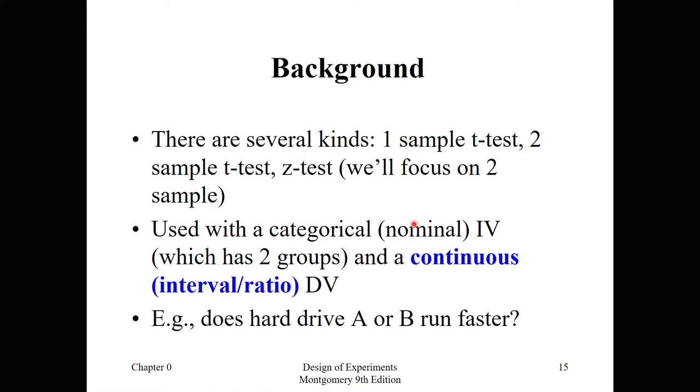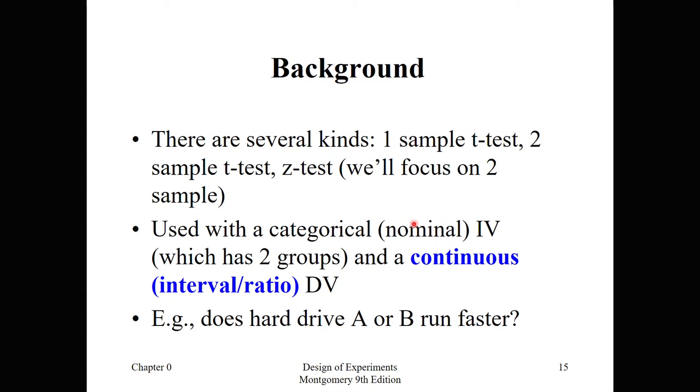So your categorical independent variable is going to be, are you having computer A or computer B? The dependent variable we assume is a continuous dependent variable, and so run faster, that would be in terms of time. Well, time, you can't run at a negative time, so time is actually going to be a ratio variable and certainly meets our definition of continuous. So an example, again, does hard drive A or B run faster?